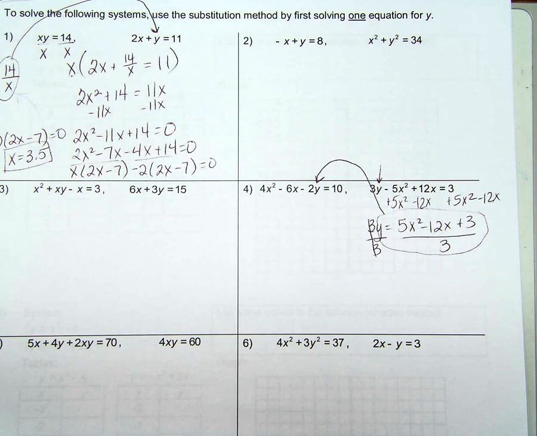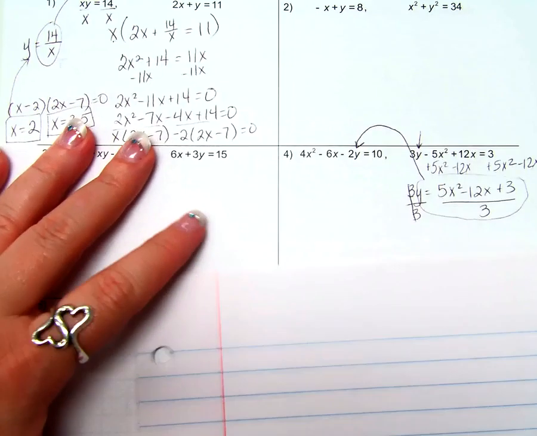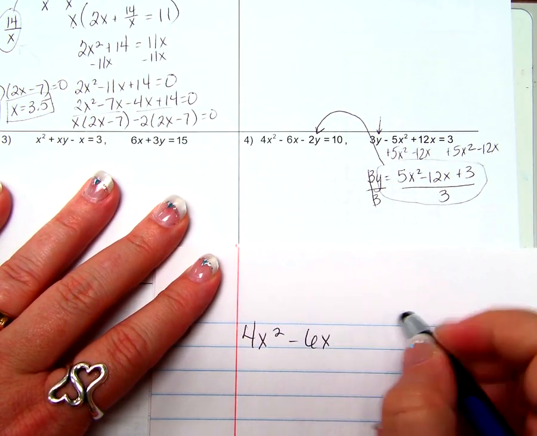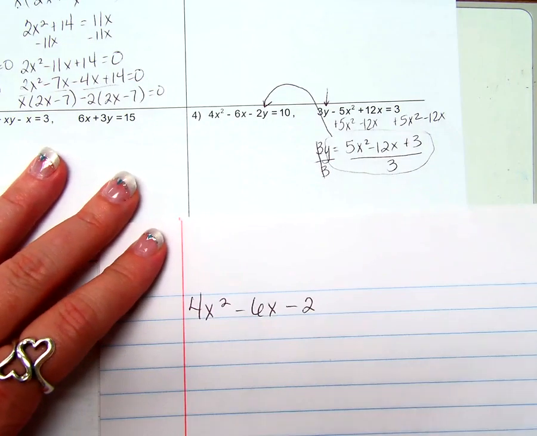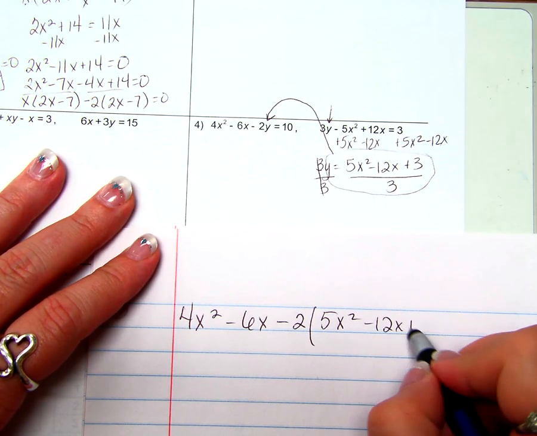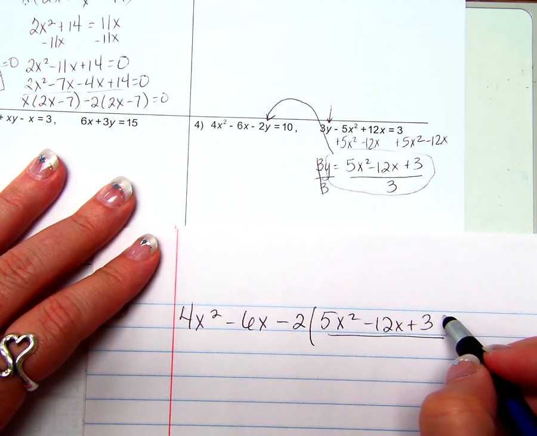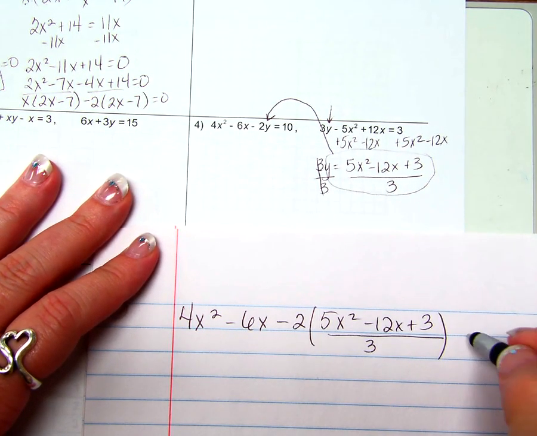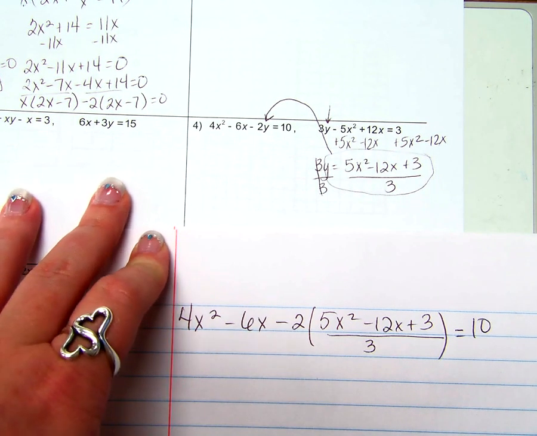This is not going to work. Hold on just a second. All right, I have 4x squared minus 6x minus 2 times (5x squared minus 12x plus 3) over 3, like that, equals 10. We okay so far?